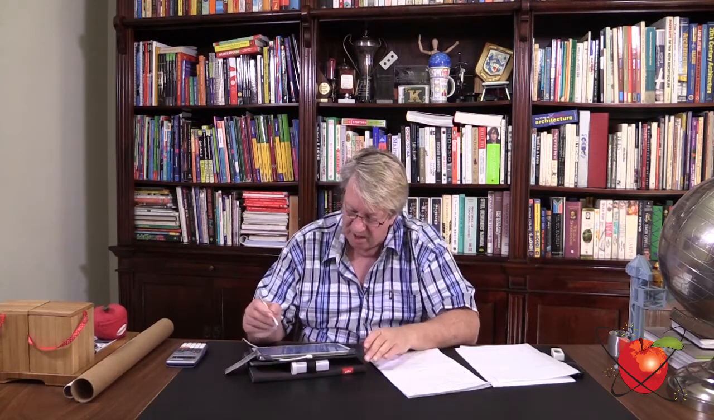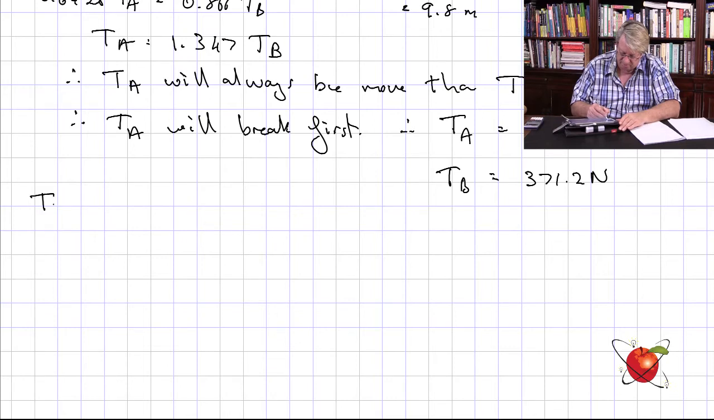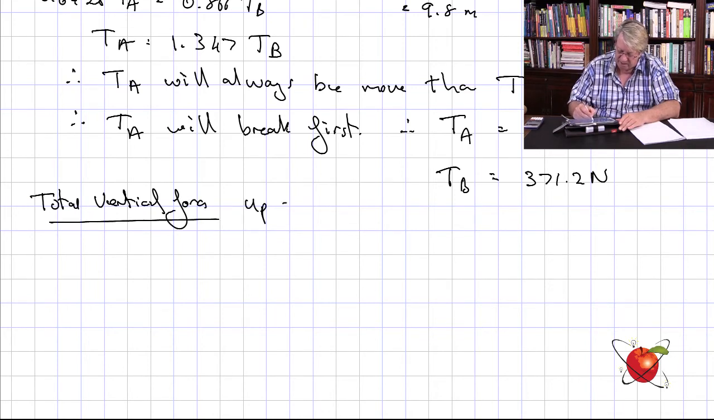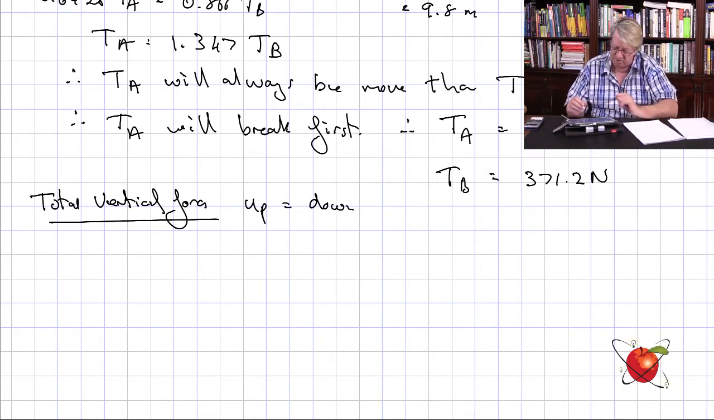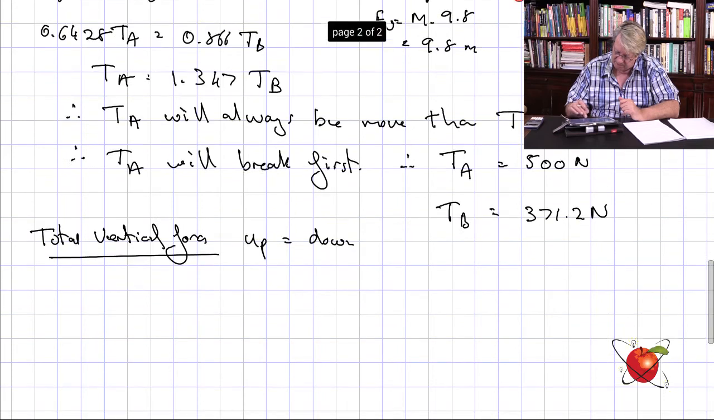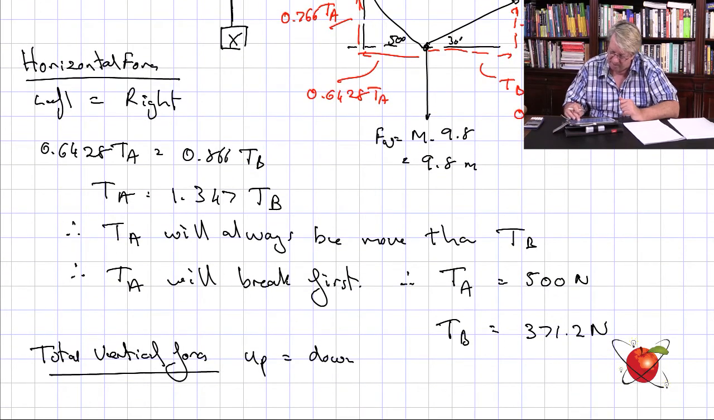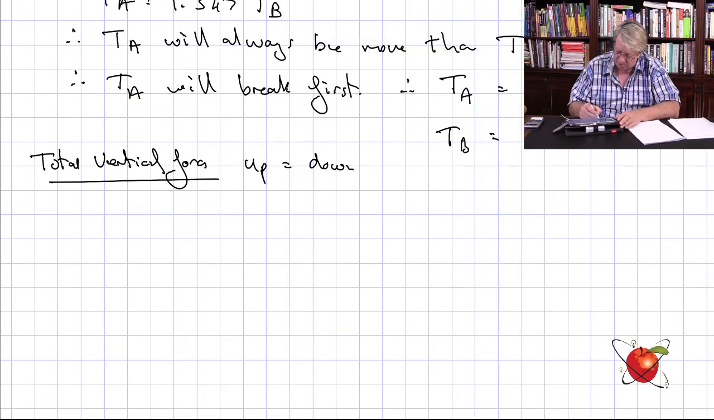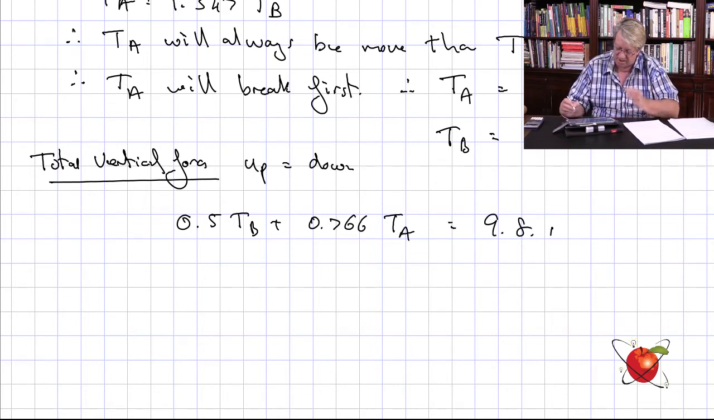Okay? Now we move along and say, okay, now total vertical forces. And remember, up must equal down. So what do we say? We say, right, total up. Let's just have a look. Total up is going to be 0.5 TB plus 0.766 TA, which must be equal to 9.8 times M.